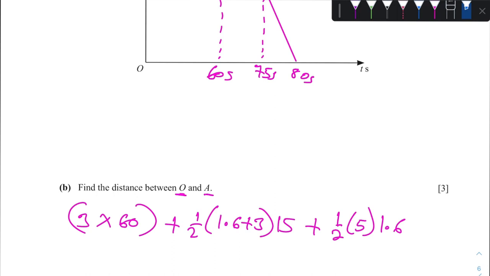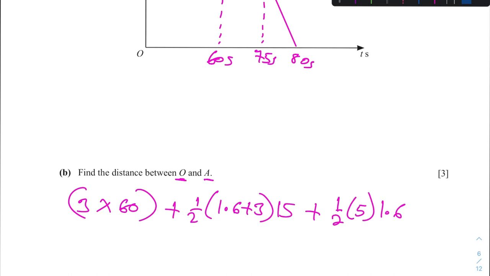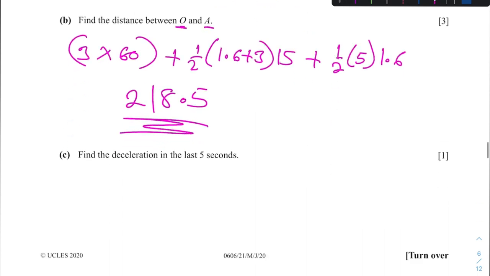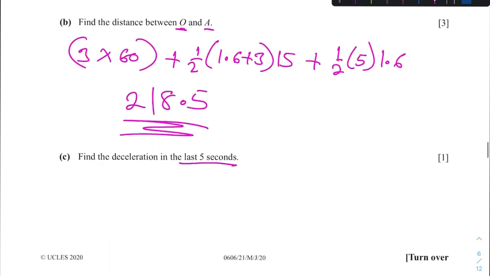Okay, so we can just put everything on the calculator. 3 times 60 is going to be 180. Then we have plus 0.5 into 4.6 times 15, right? Then we have plus 0.5 into bracket 5 times 1.6, and that is going to give us 218.5.